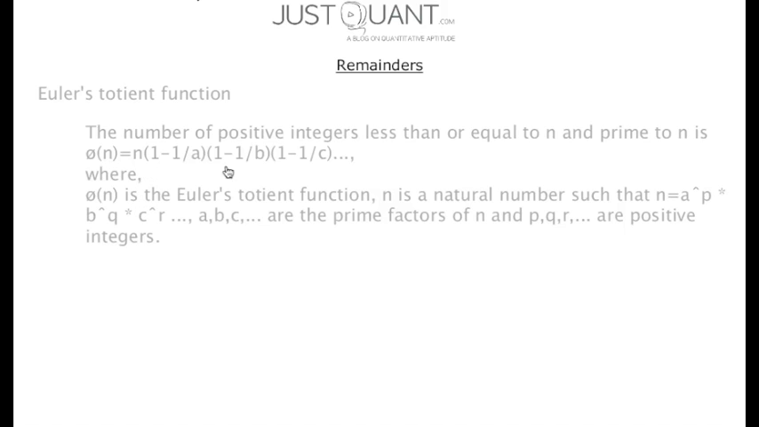n is a natural number which is written in the form a to the power of p into b to the power of q into c to the power of r and so on. Here a, b and c and so on are prime factors of n, and p, q, r are positive integers.